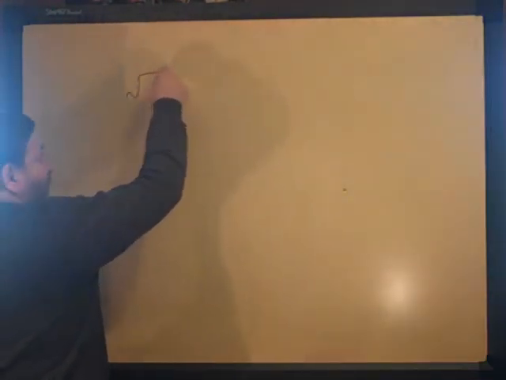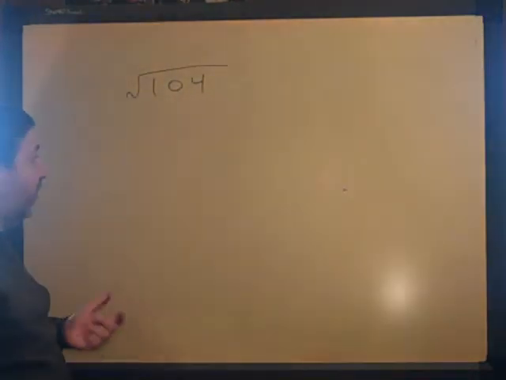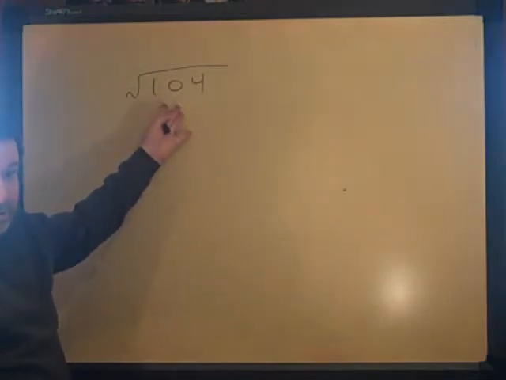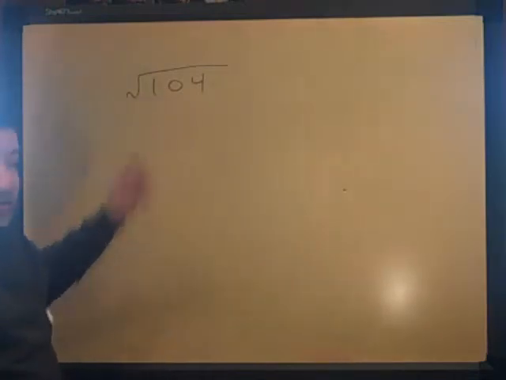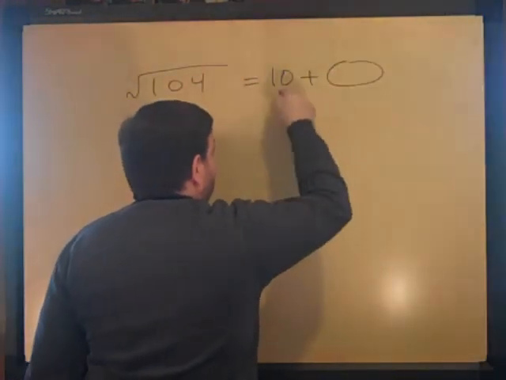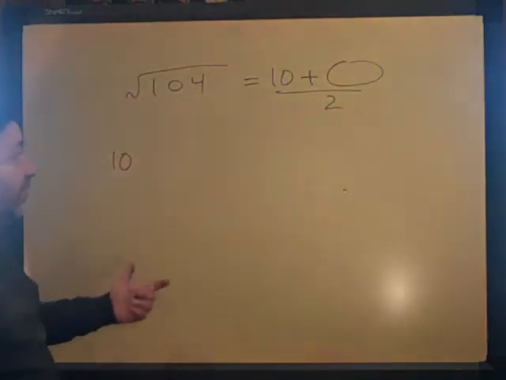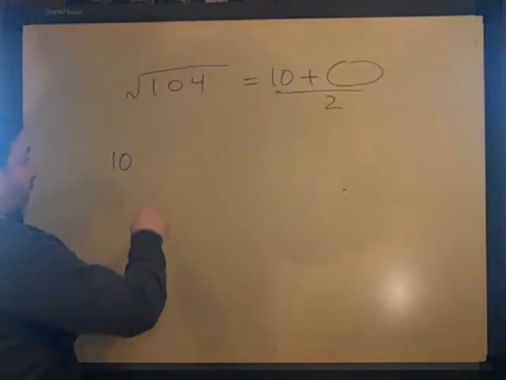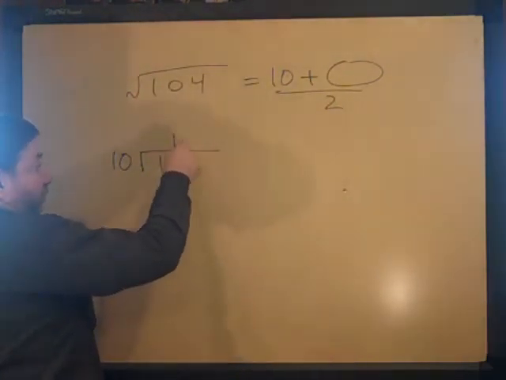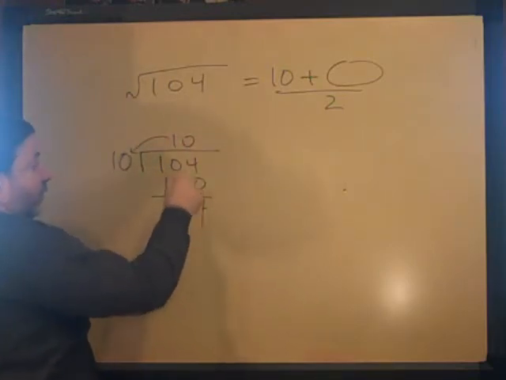If you want to approximate the square root of 104, the closest number that I know the square root of that's around 104 is 100. Know the square root of 100. It's 10. I'm going to add another number and take the average. So now the square root of 100 is 10. I'm going to divide 10 into this number. 10 into 104, well, it goes 10 times. 10 times 10 is 100. And I get 4 left over.